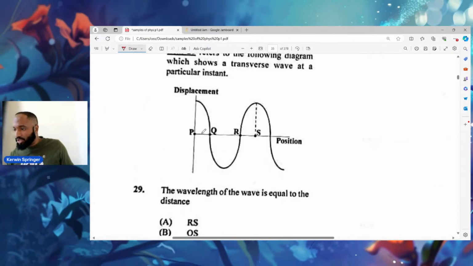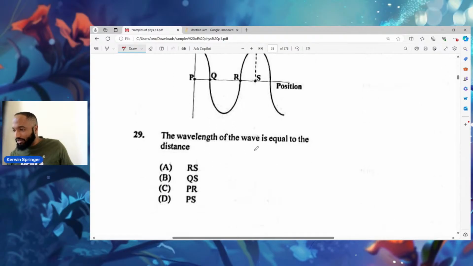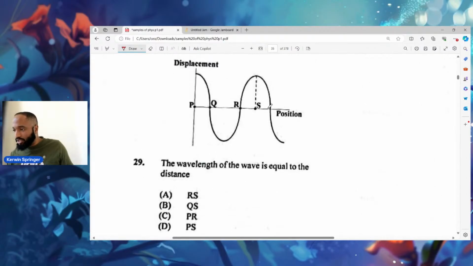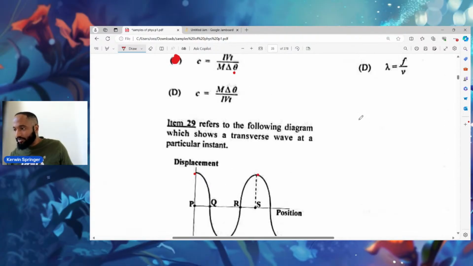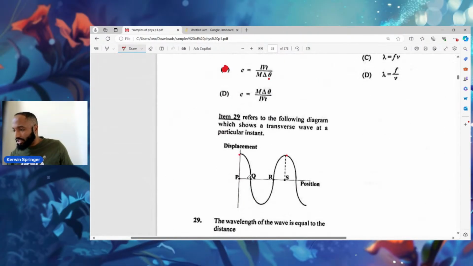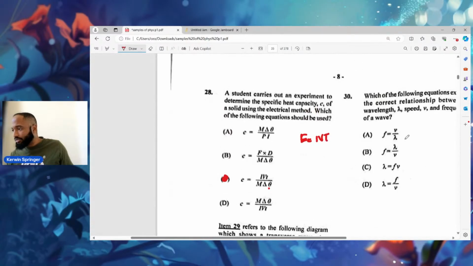Refers to displacement, blah, blah, blah. The wavelength of the wave is Q to P to S then. P to S, crest to crest. Or you could say Q to that, or trough to trough. But they don't have those in there.